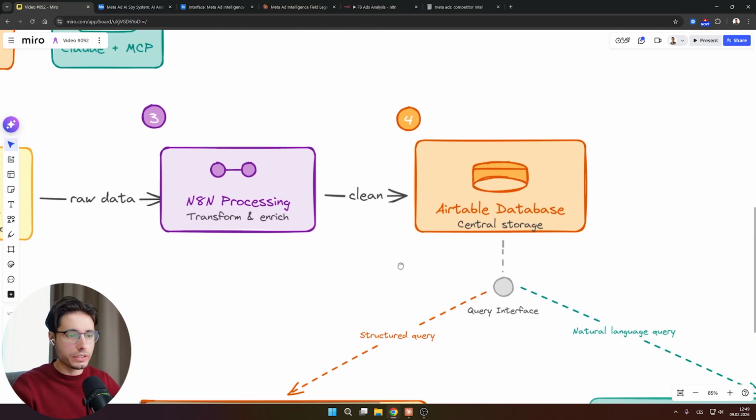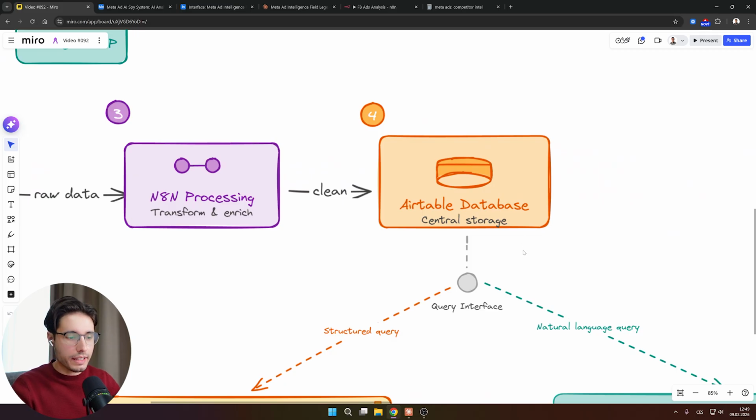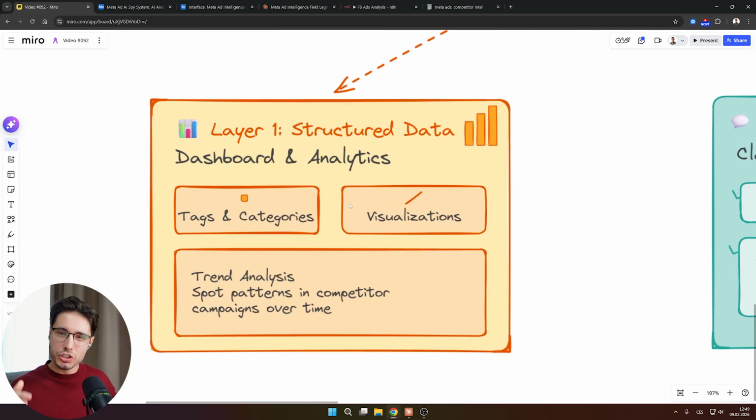And once the data is cleaned up, we have the Airtable database, which then allows us to actually create the dashboard, as I said. That is the structured data, the high-level view of the analytics, mostly in tags and categories and understanding the patterns. And don't worry, we will take a closer look at that in a minute. So we can analyze the trends, the patterns, and understand what they're actually doing and what's probably working for them.